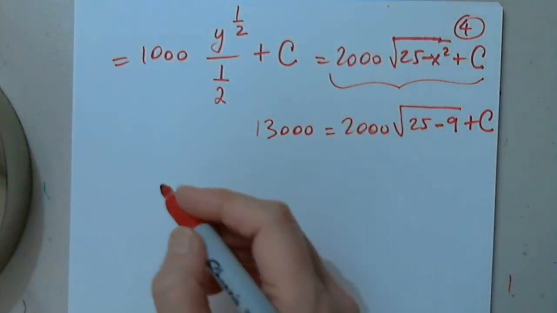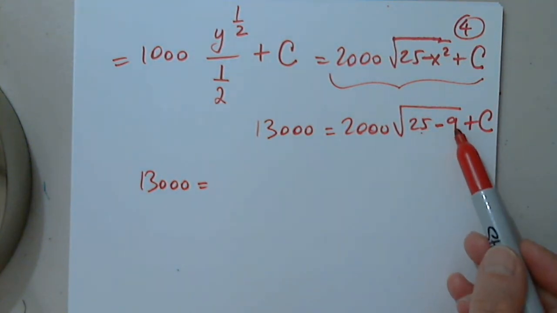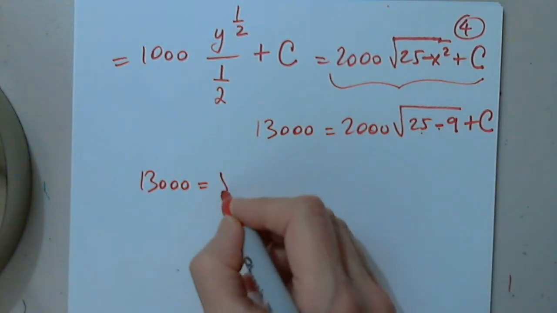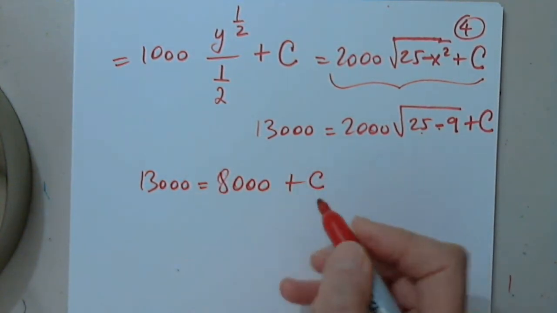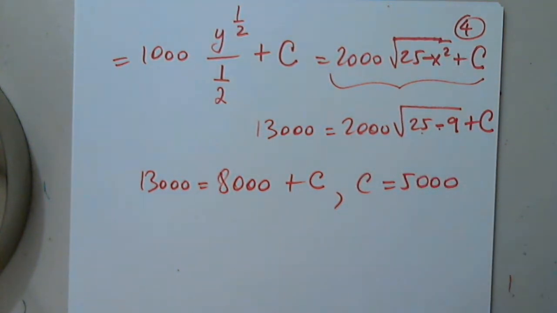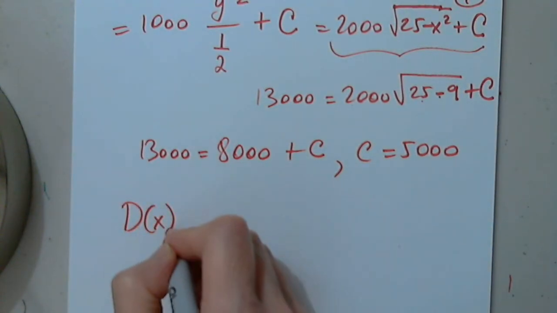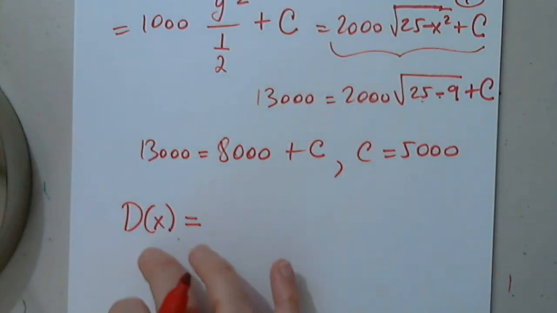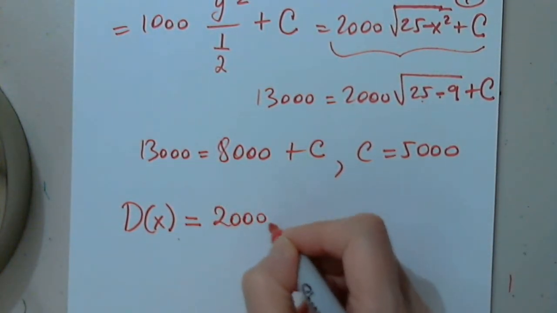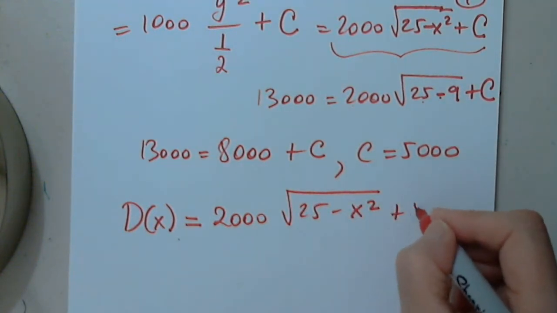Okay, so 13,000 equals 25 minus 9, which is 16. The square root of 16 is 4. 4 times 2 is 8, plus a constant c. When I subtract, I get that c equals 5,000. So I have the unique function: supply, number of units, whatever it is. So 2,000 times the square root of 25 minus x squared, plus 5,000.